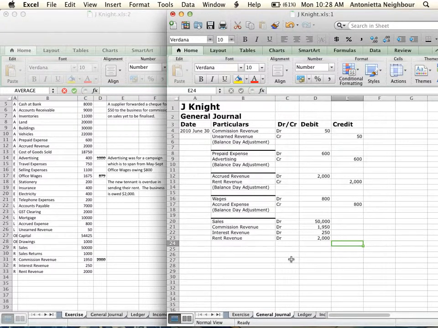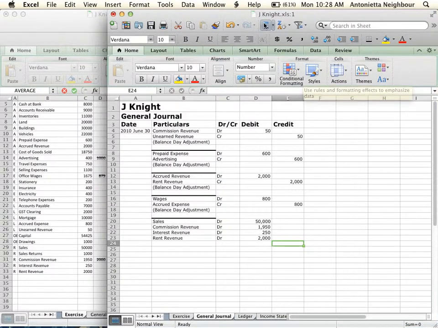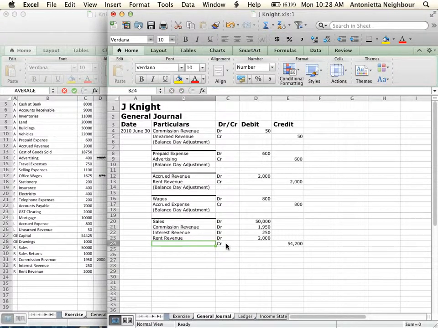We need to credit this, so all I need to do is auto sum, which has disappeared because I've made it a little bit too small, and there it is there. So I'm going to auto sum, highlight the numbers I want to add together, and enter. That's going to be credited, and what is the credit account to close off? P&L summary. And the narration is closing entry.